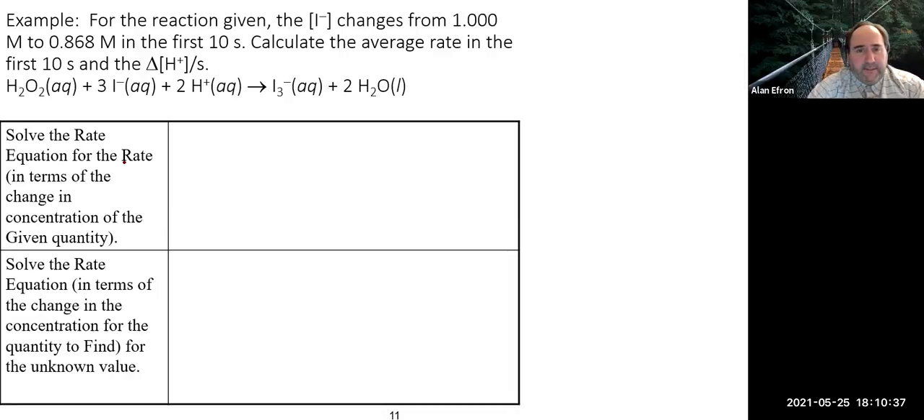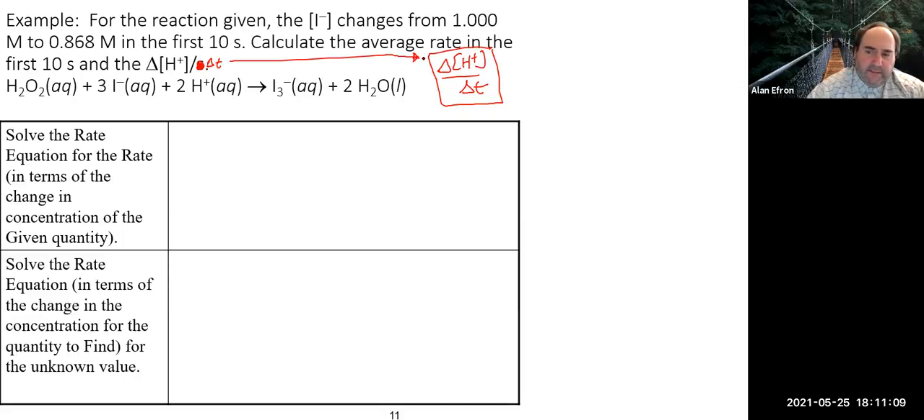So in this particular reaction, the I minus concentration changes from 1 molar to 0.868 molar in the first 10 seconds. Calculate the average rate in the first 10 seconds and the change. This is a typo there, should be change in time. So we're basically looking for the change in the concentration of H plus over the change in time. So that's what we're looking for there, and the average rate.